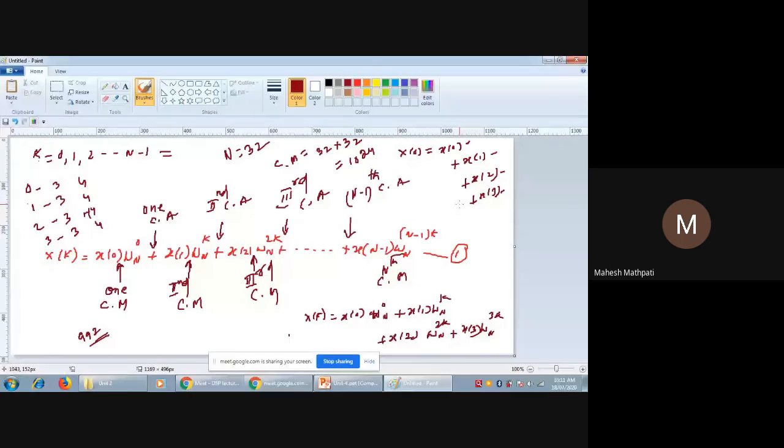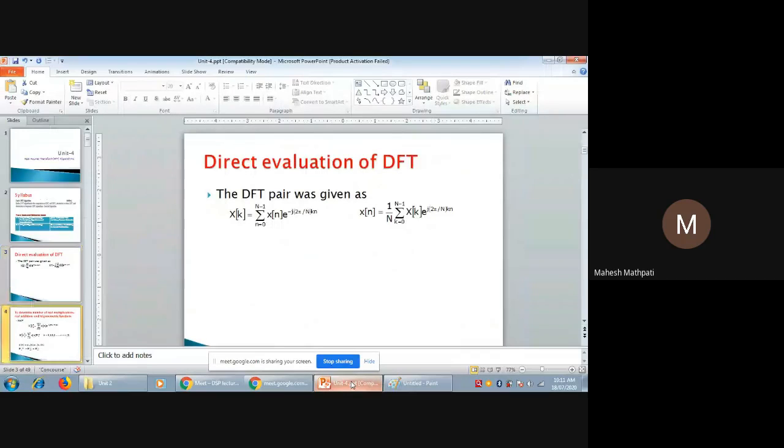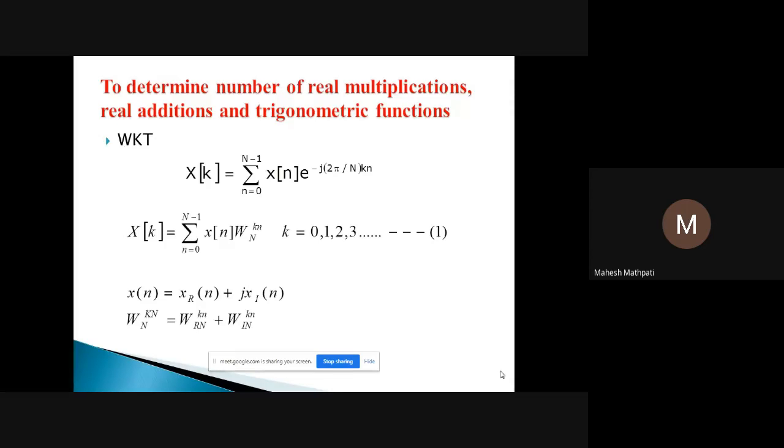Now, next point, you just write this as a title: to determine the number of real multiplications, real additions, and trigonometric functions. You may expect an MCQ question on this particular part. Just write down these equations. We already know this. We are writing the definition of DFT.